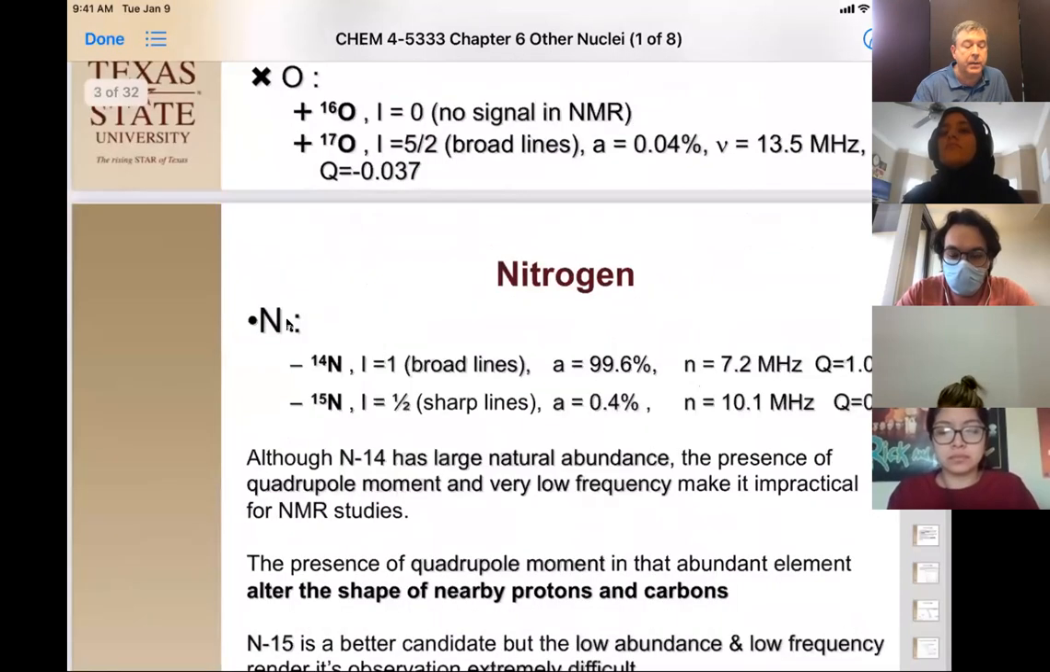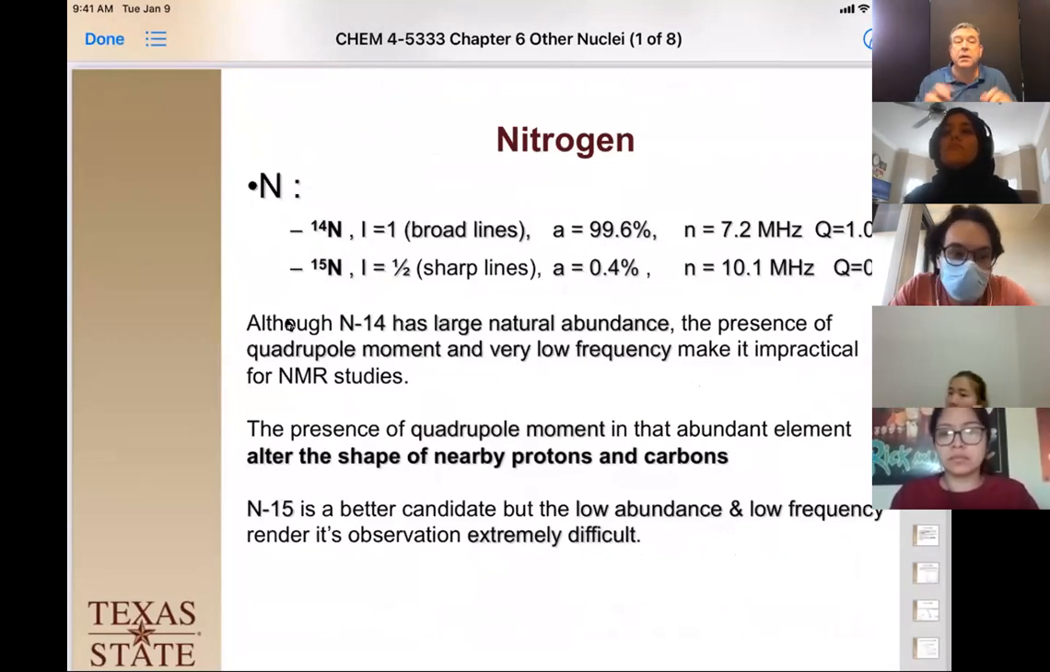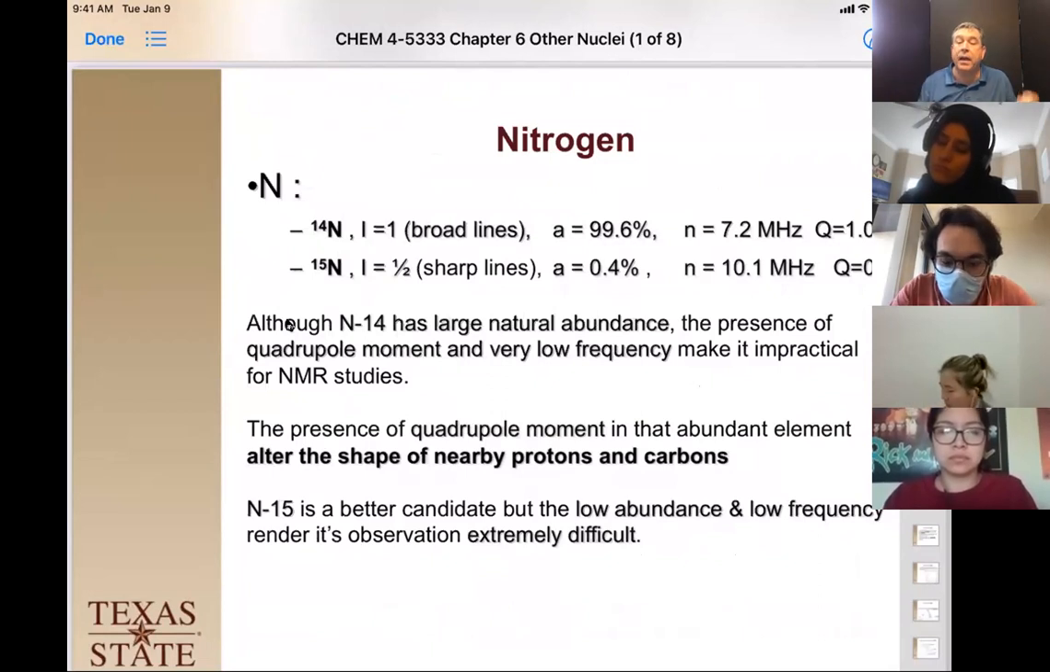Okay, so let's take them one by one. I'm only going to do nitrogen, because that's the one most useful, because it does have a zero quadrupole and a half spin in one of its isotopes. So in nitrogen 15, we have one extra neutron, that one extra neutron gives us our half spin, and we have a natural abundance of about 0.4%.